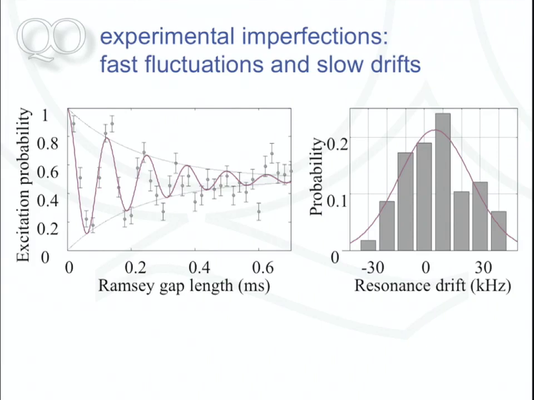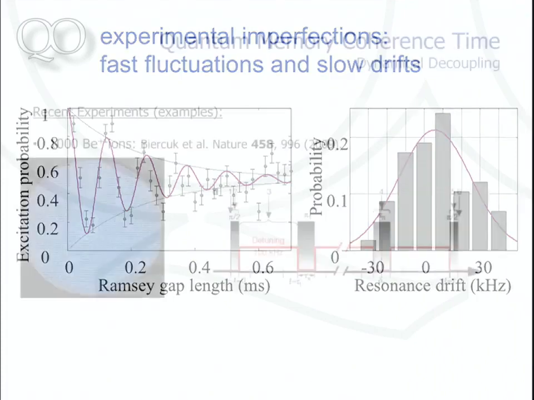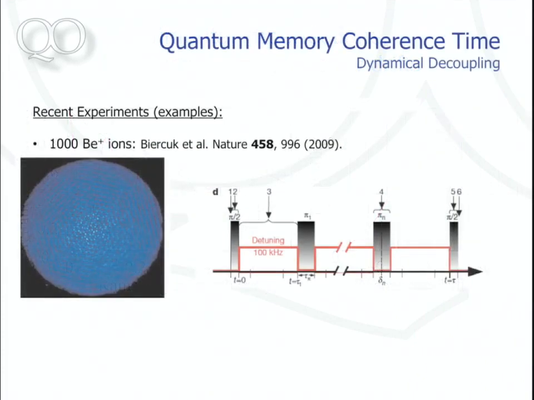And this is due to magnetic field fluctuations of our qubit levels. And then we also see resonance drifts. So this is over the course of a day doing experiments, we see this distribution of resonance drifts of our qubits. So that's what we want to fight, these two things, and they are rather general, not restricted to trapped ions only.